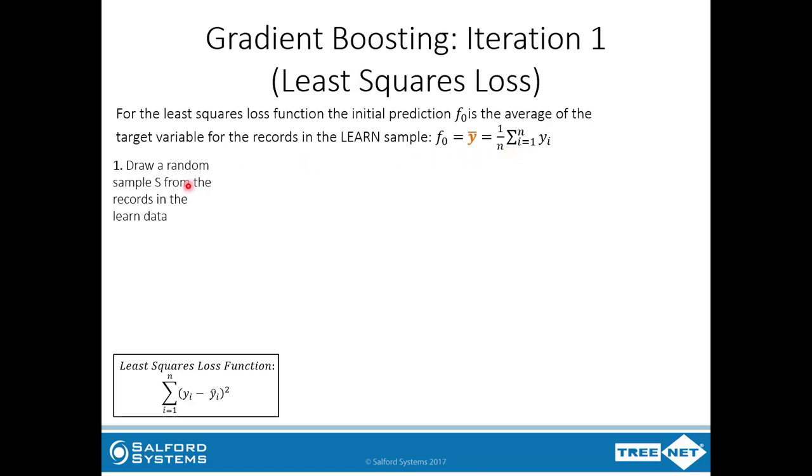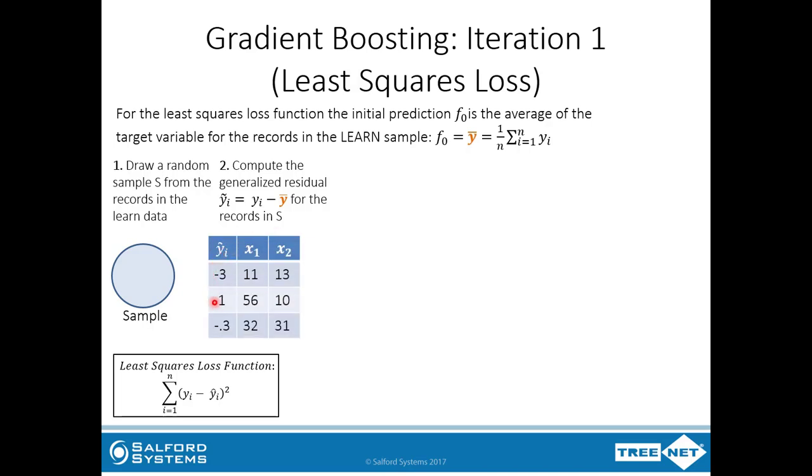Now what you're going to do is draw a random sample, and we'll call it S, from the records in the learned data. So you'll have some sample. And then you're going to compute the generalized residual. For the first iteration here, the generalized residual is just y minus y bar for the records that you sampled here in S.